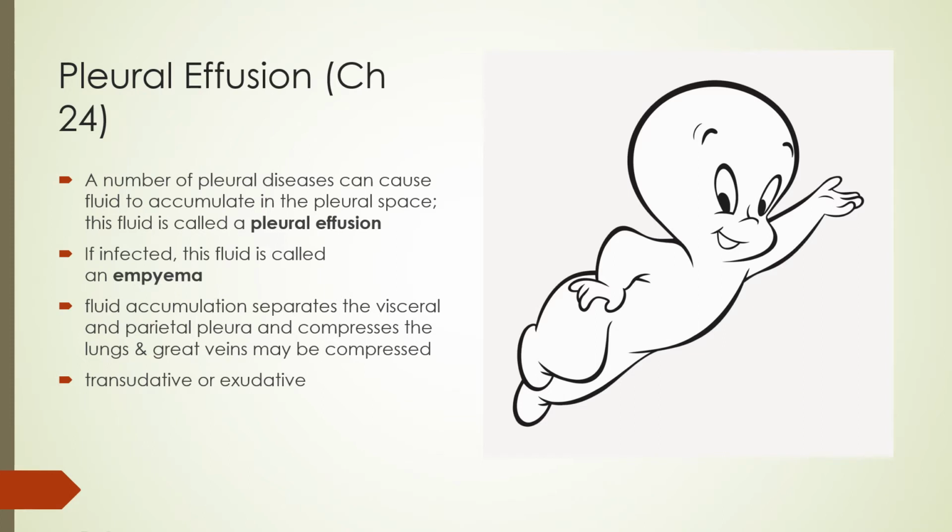Okay, so obviously I put a picture here of Casper, and there's a reason for that. When we're looking at pleural effusions, usually this is fluid accumulating in the pleural space. It's the definition of pleural effusion. If it's infected, it's called an empyema, right? It's going to usually be some sort of thick stuff in there, high in protein. So infected fluid usually leads to what's called an empyema.